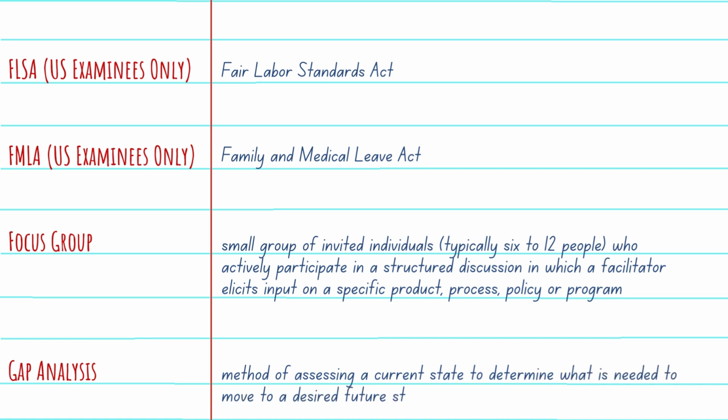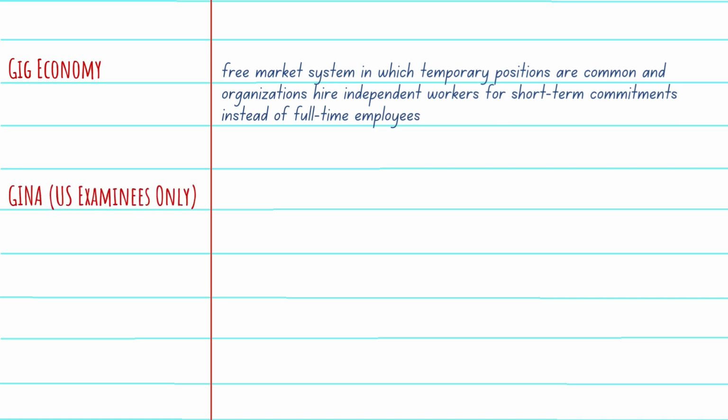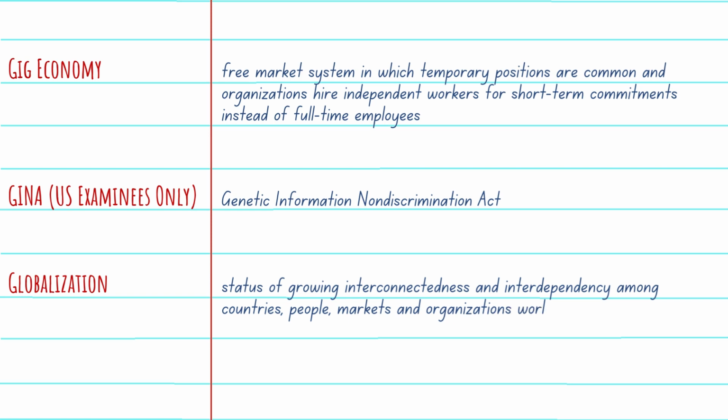future state. The gig economy is a free market system in which temporary positions are common and organizations hire independent workers for short-term commitments instead of full-time employees. GINA stands for Genetic Information Non-Discrimination Act. Globalization is the status of growing interconnectedness and interdependency among countries, people, markets, and organizations worldwide.